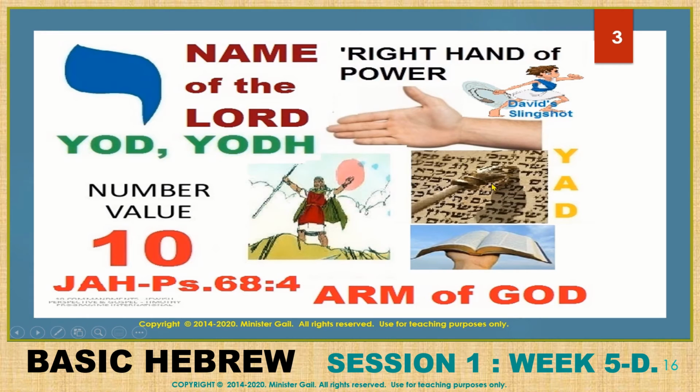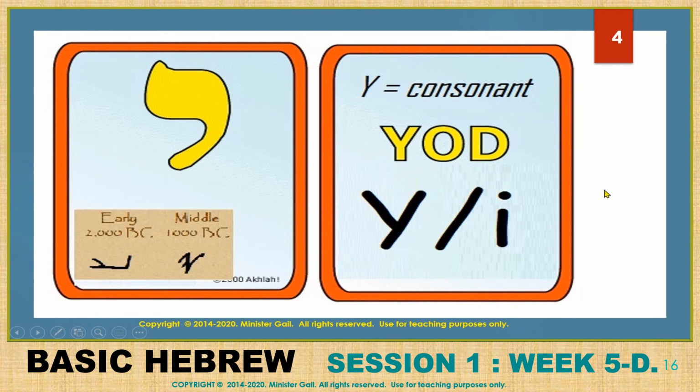This is a Yad that's used on the papers with the Orthodox sect of Jews. They do not touch the paper. They use a Yad, which is the word for hand in Hebrew. In 2000-3000 BC, the original pictogram for this letter looked like a right arm, a right hand, and that's where the picture came from and the meaning. Then in 1000 BC, they changed it to this picture, and now it has evolved to the picture of David's slingshot.